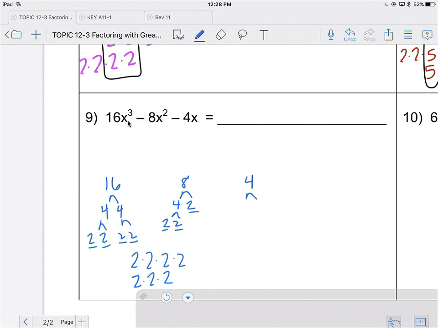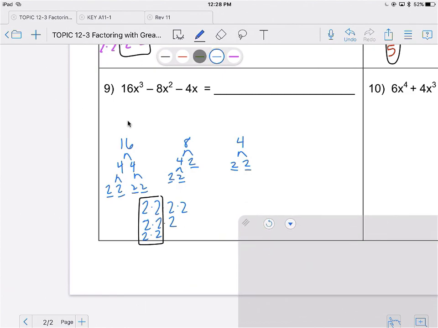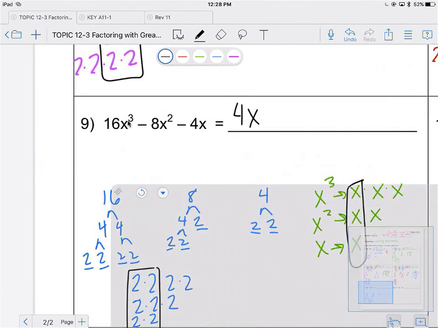And then 4 is 2 times 2. So 2 times 2. So when I line them up, I can see we have a 2 times 2 that they share. And then looking at my letters, x cubed is x times x times x. X squared is x times x. And x is just x. So they share a 4x. Remember that whatever they share, we take out of all terms.